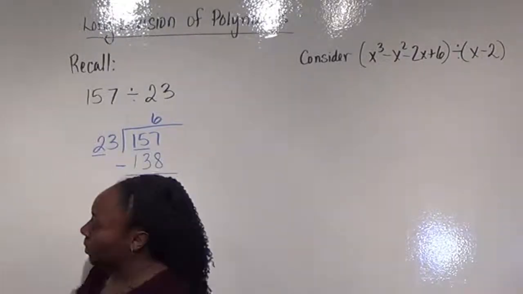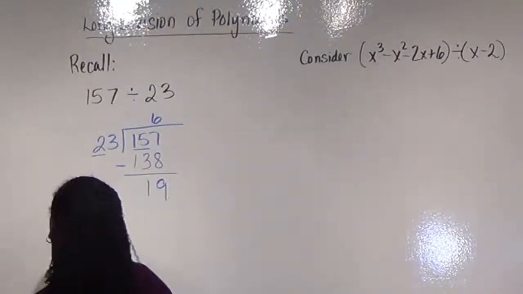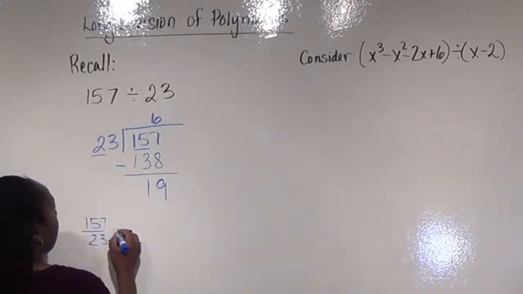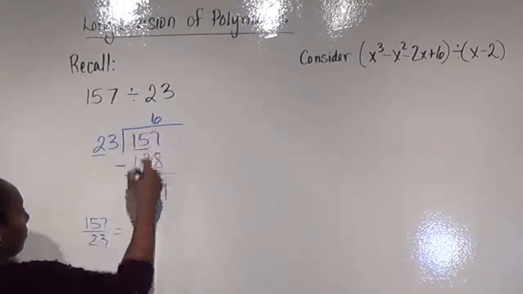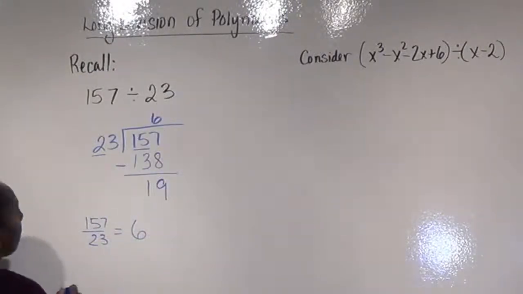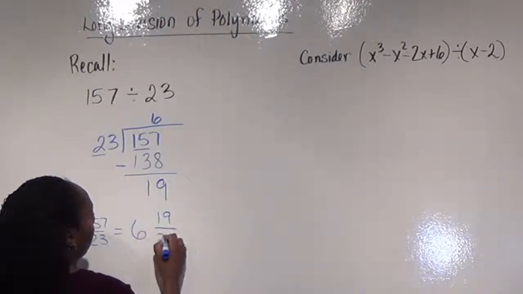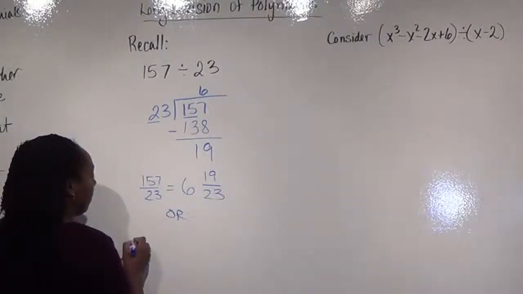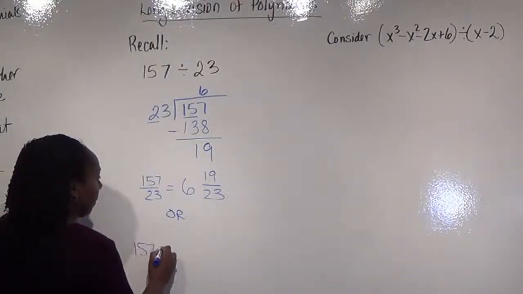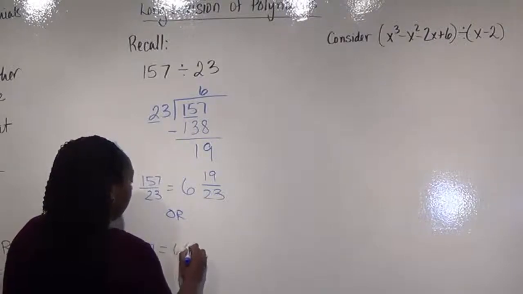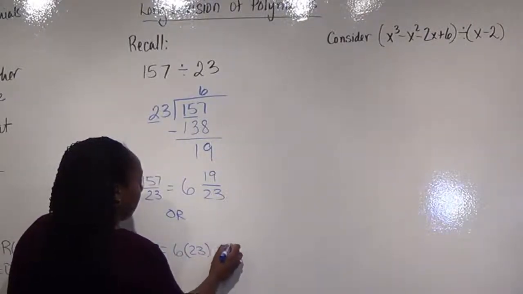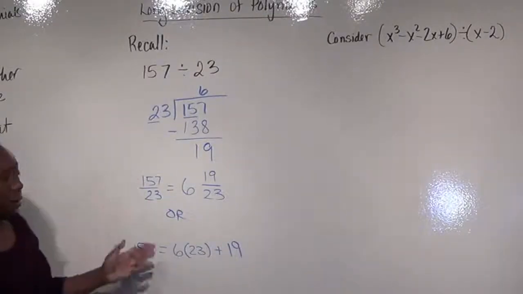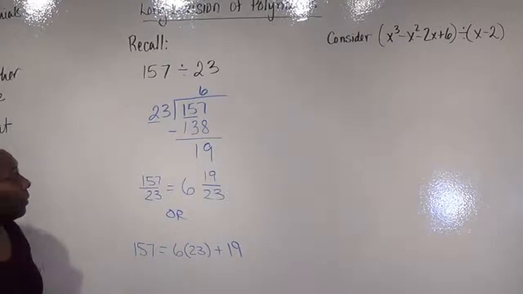If we think about what we said over here, this says that 157 divided by 23 is going to equal my quotient, which in this case is 6, plus my remainder over my divisor. Or I can write this as 157 is going to equal 6 times 23 plus 19. And we can check that both of these things are equivalent.